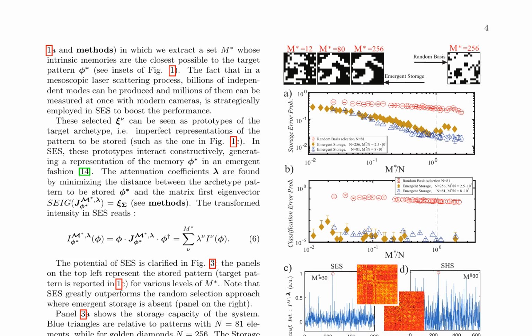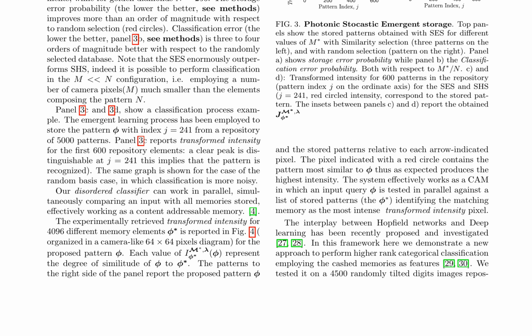In SES, a set M of optical synaptic matrices is selected based on the similarity of their intrinsic memories to the target pattern phi. The attenuation coefficients lambda are found by minimizing the distance between the archetype pattern to be stored phi and the matrix first eigenvector, Jm, lambda phi. The transformed intensity in SES reads Im lambda phi equals phi Jm lambda phi equals the summation over nu of lambda nu I nu phi.